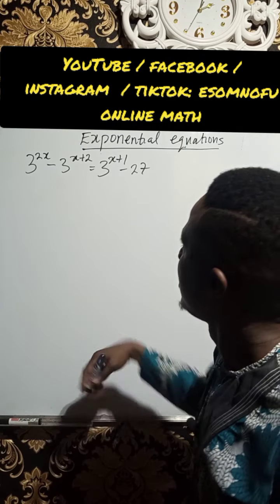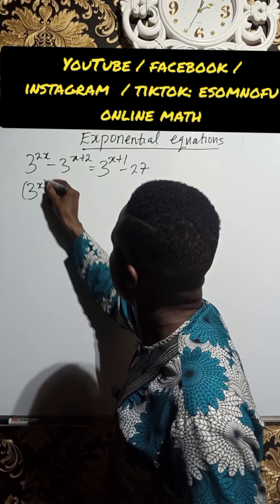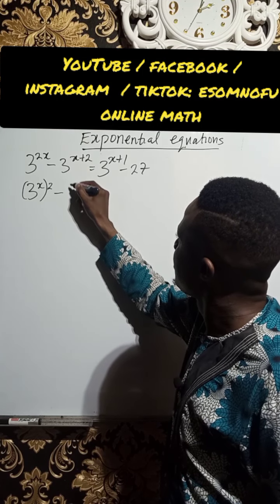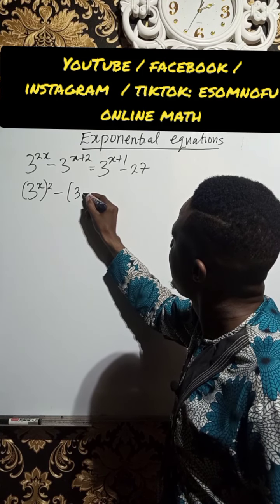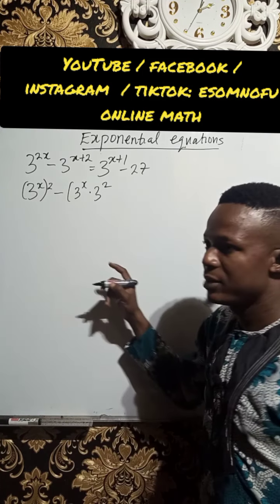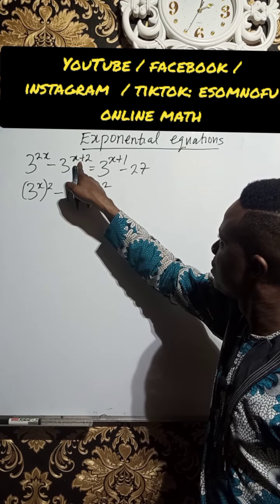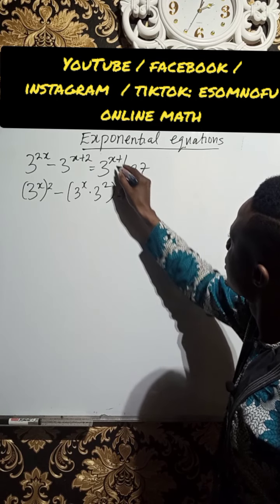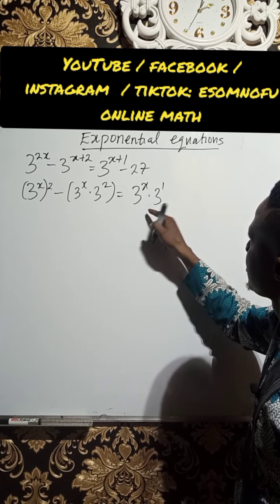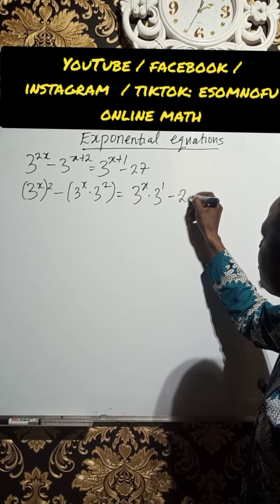As usual, change this as 3 power x, then power of 2, minus. From the laws of indices, this can be seen as 3 power of x times 3 power of 2, because by the laws of indices, if they have the same base, you just add the powers as x plus 2. That is what this will give us. Equals, on this side, 3 power x times 3 power 1, such that we'll have x plus 1 here when you add the powers. Then minus 27.